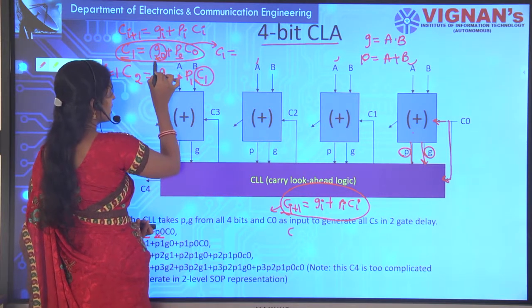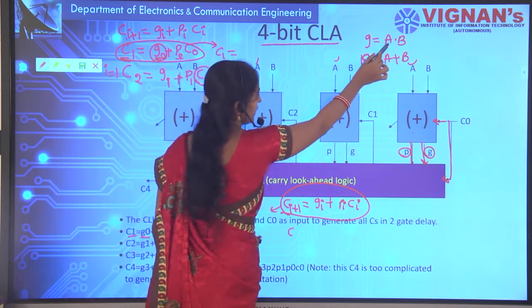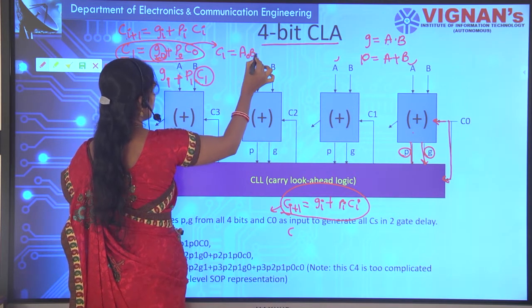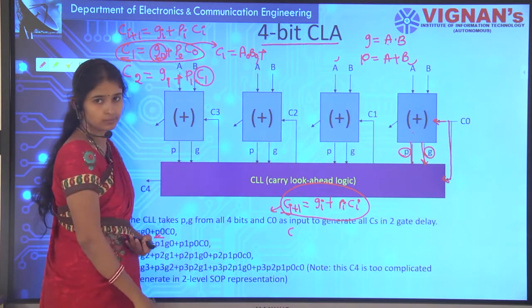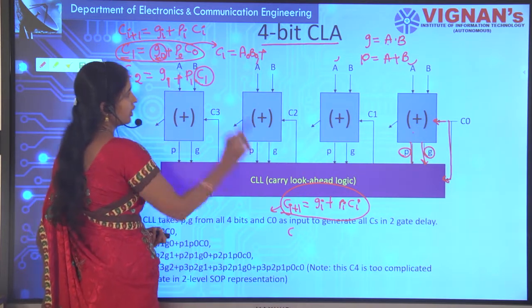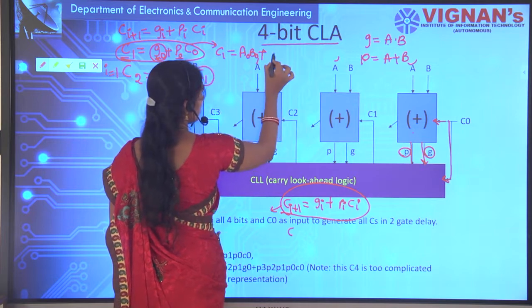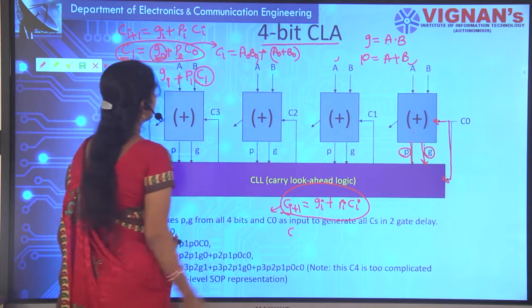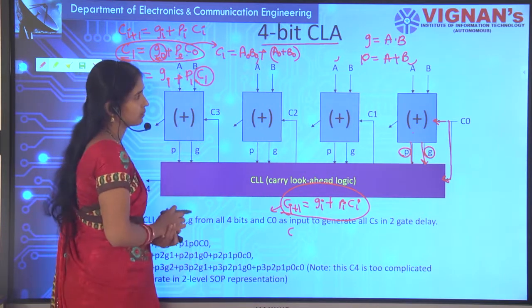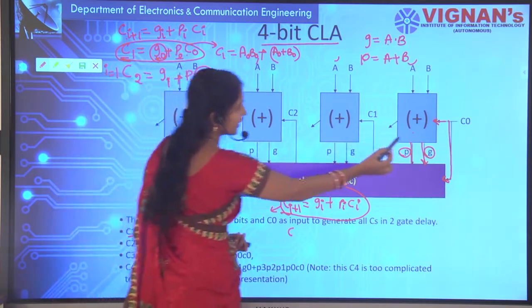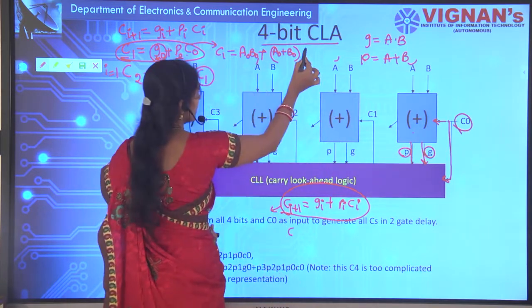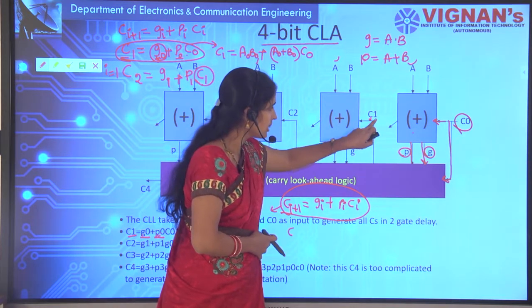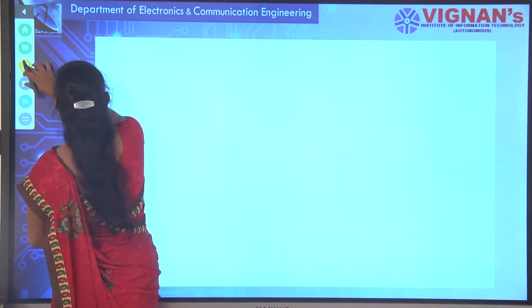See, what is your G0? G0 is equivalent to A0 into B0. So A0 into B0 plus, what is your P0? A0 plus B0. So A0 plus B0 into, what is your C0? As you have been provided here, that is your C0. So this carry 1 is generated with the help of A0.